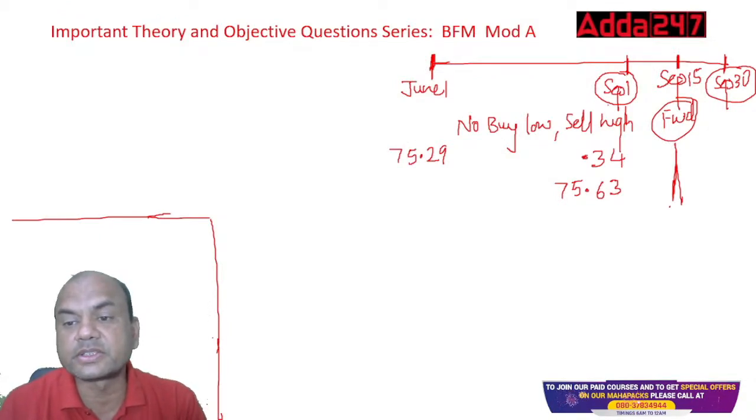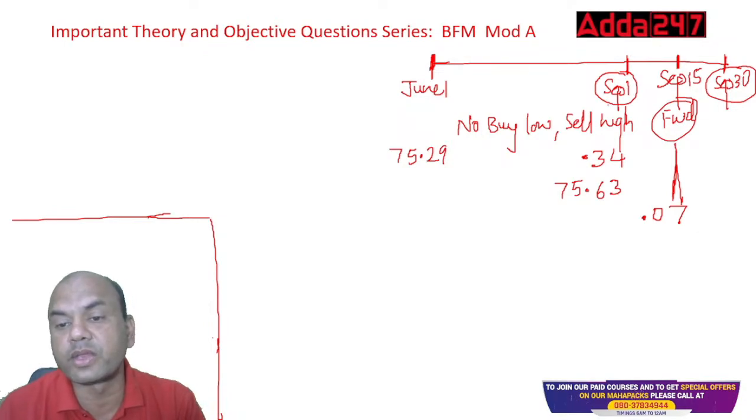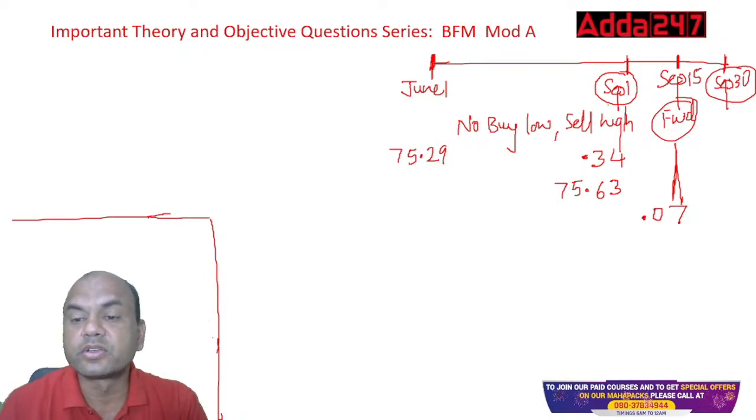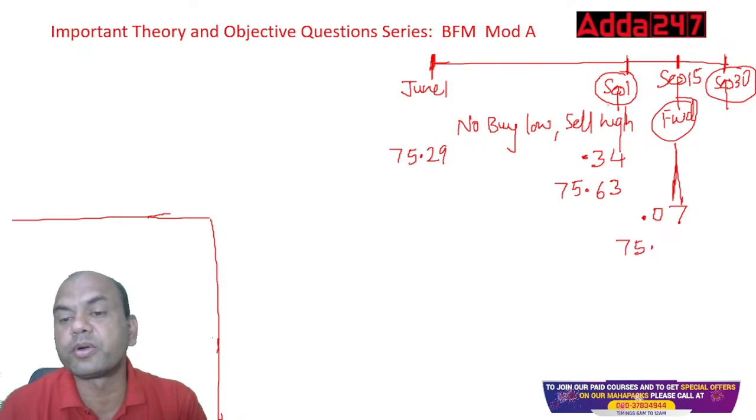You will take 6 or 7. I'll take 7 because sale. But I won't take only 7. It is 0.07 because we require after point 2 digits. So 0.07. So what is this now? Again, premium or discount? Premium. So I'll add this. So it will be 75.63 plus 0.07. So 75.70. This will be my rate for September 15.